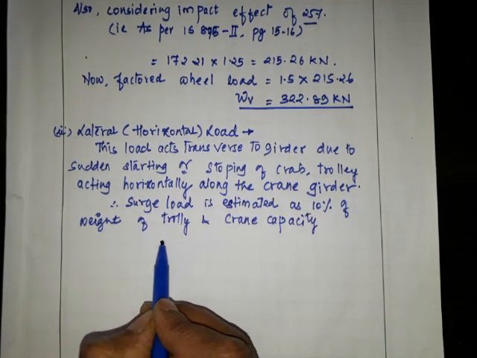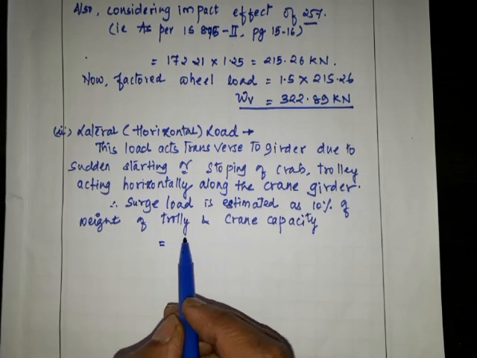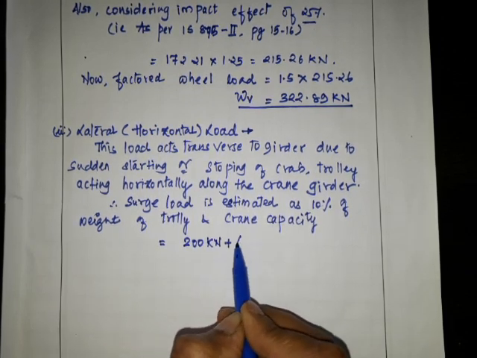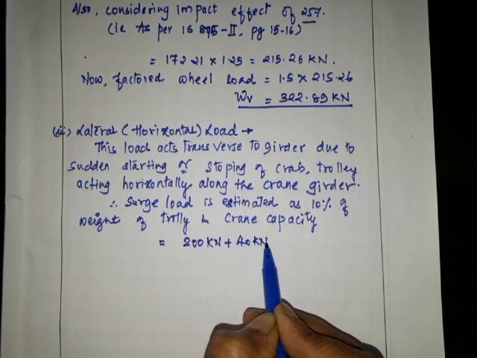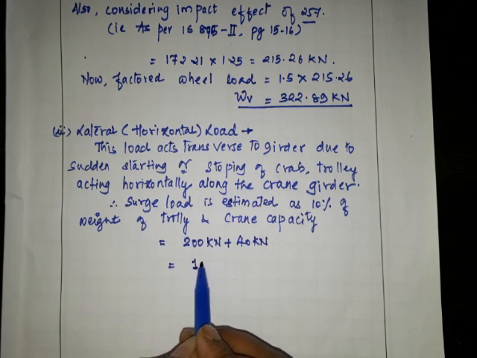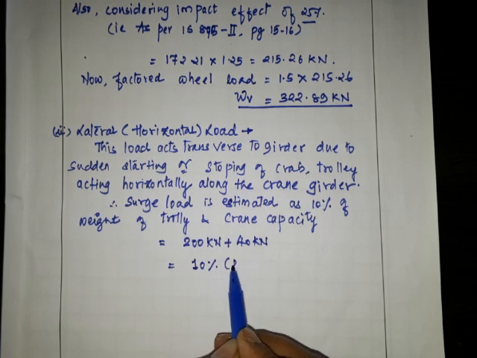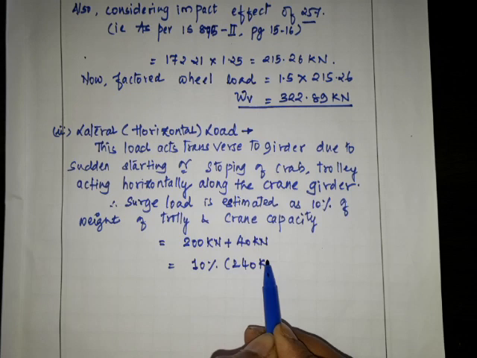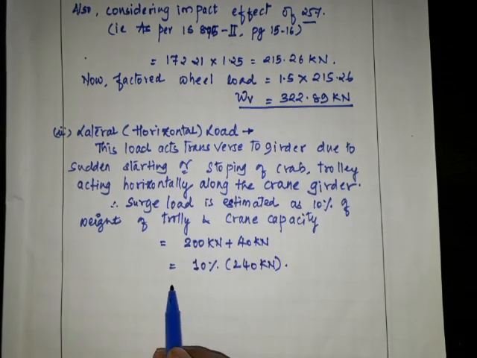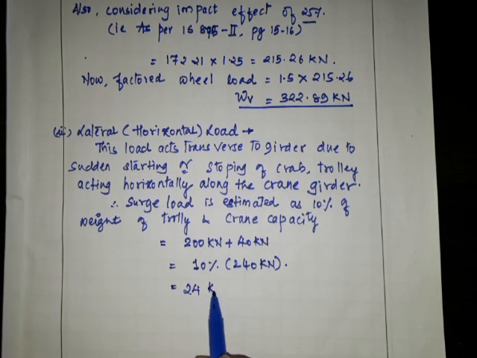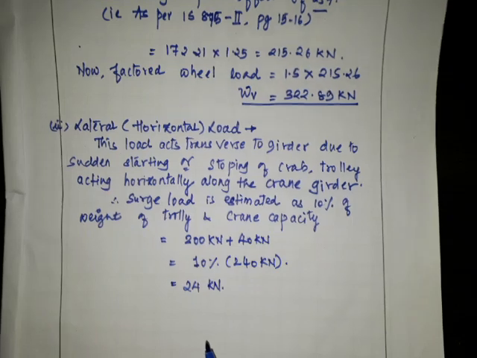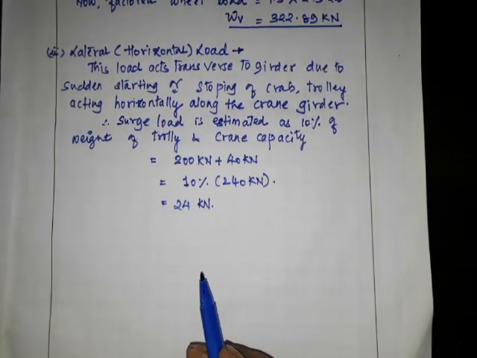So the crane capacity is 200 kilonewton, correct? And the weight of the trolley is 40. Together it is 240. So we have to consider 10% of 240 kilonewton, correct? So it will be 24 kilonewton. Understood?